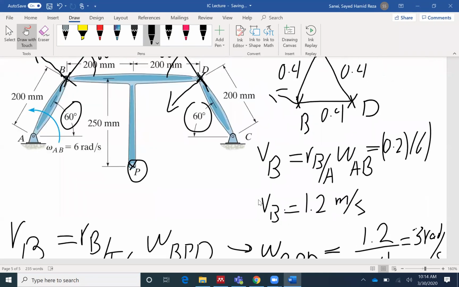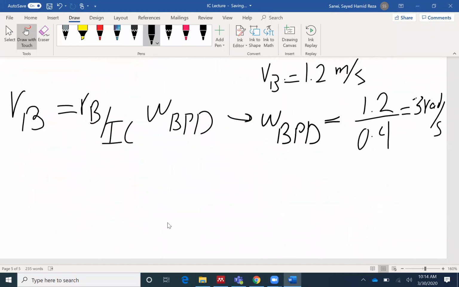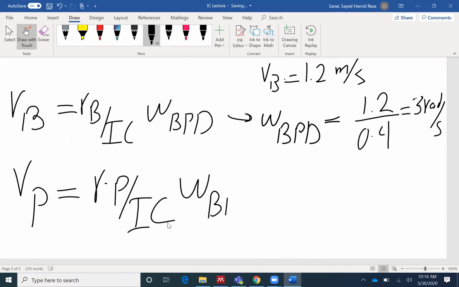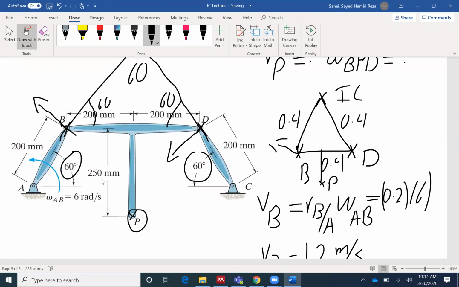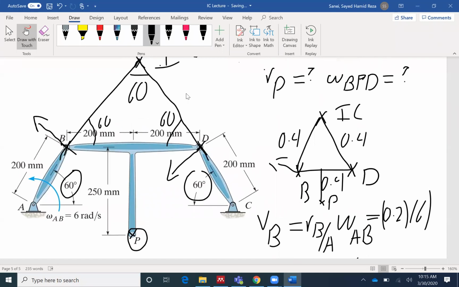Now that I have the omega for this member, and this member has a point P too, we can draw point P as well. Now I have the location of IC and the omega, so I can find the velocity at any point. Point P is on our member, so I can find the velocity of point P. VP is r from P to IC times omega BPD. So what is the distance from IC to P? This one is 250 millimeter, and this distance would be 0.4 sine 60.